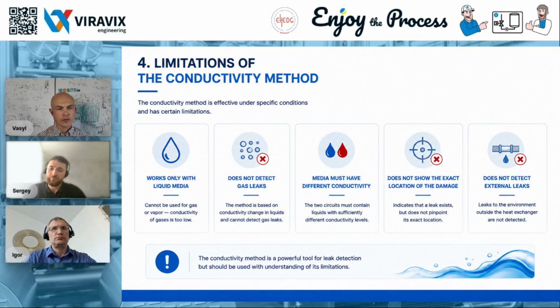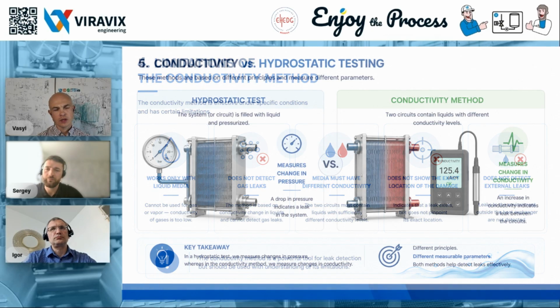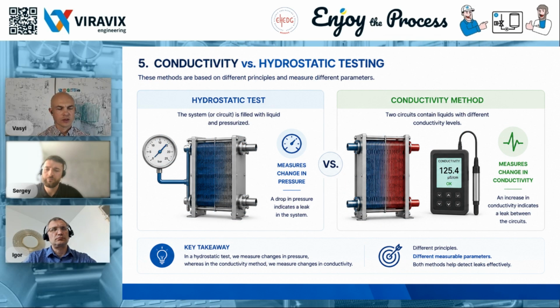As I understand it, this method can essentially be classified as a hydraulic method. We have two sections of the heat exchanger containing liquids with different conductivity levels, and we monitor changes in conductivity in one section caused by liquid flowing in from the other. As I understand it, the liquid with the higher conductivity comes from the pressurized section. Igor, am I interpreting the principle correctly? How would you explain the principle behind this method of checking heat exchangers for potential leaks?